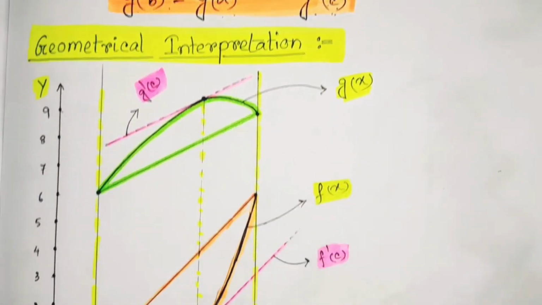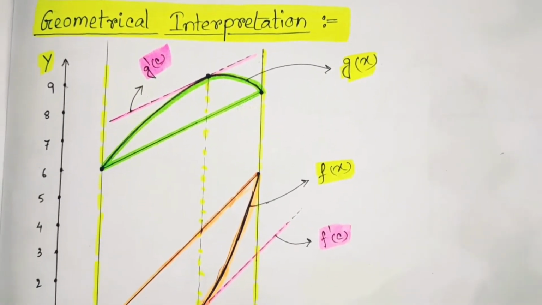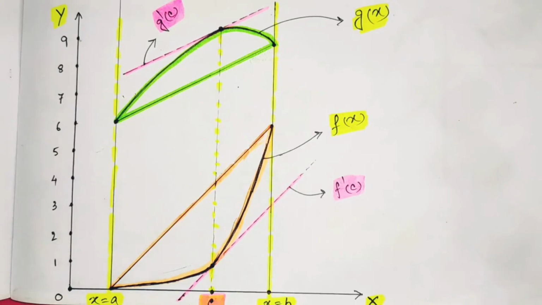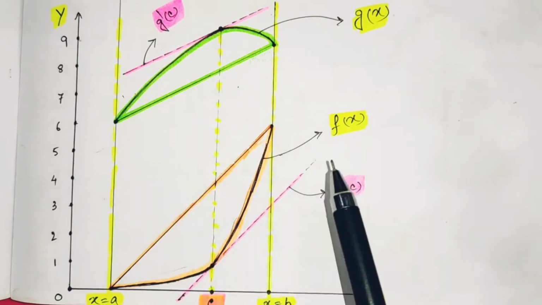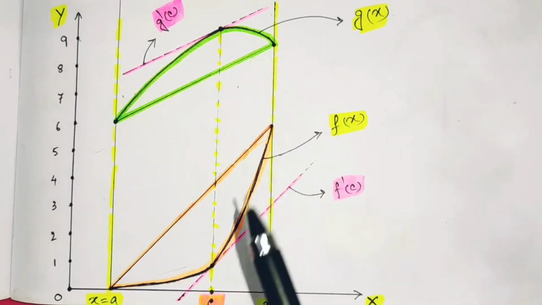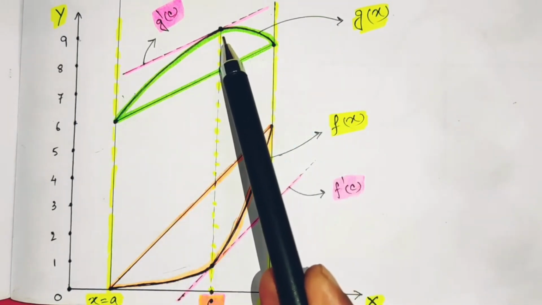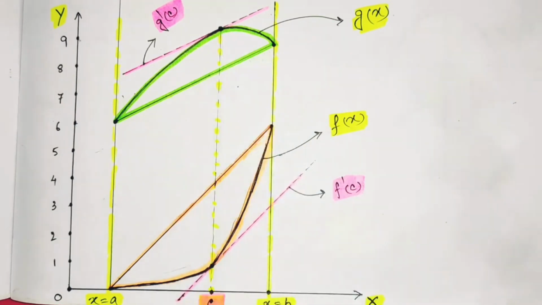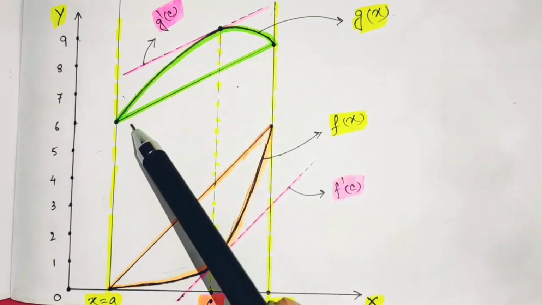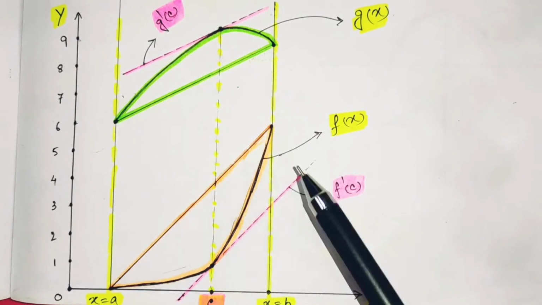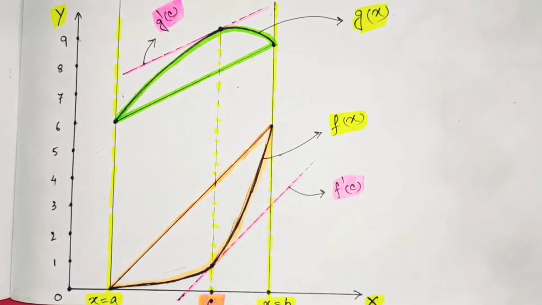I just tried to give you a geometrical picture. So geometrically we can represent this Cauchy mean value theorem this way. Here the two functions f(x) and g(x) are defined, and accordingly we find the tangents at a particular c value where they have the same ratio as their distance ratio. So this is our Cauchy mean value theorem.